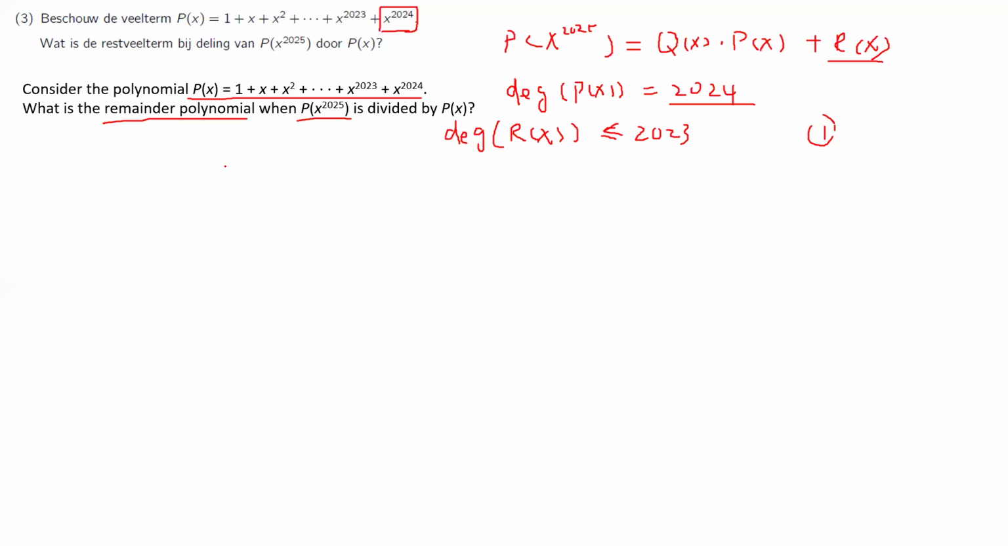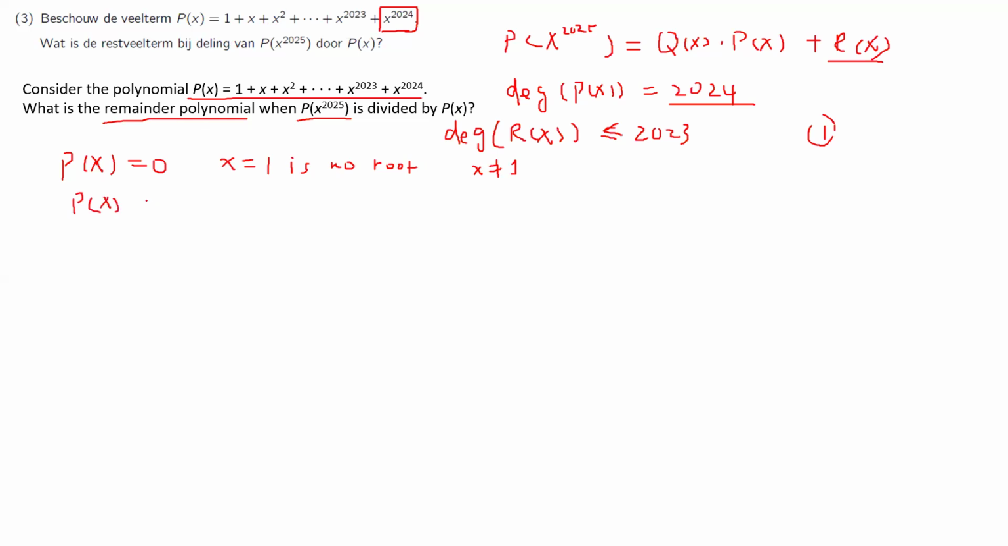Now consider the roots of P(x) equal to 0. Think about these equations. Apparently, x equals 1 is not a solution. It's not a root. Or we can say x cannot be 1, because if we put 1 in, you have 1 plus 1 plus 1, and so on. That won't be 0.